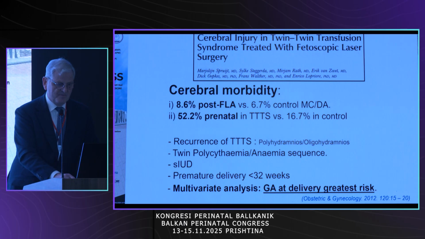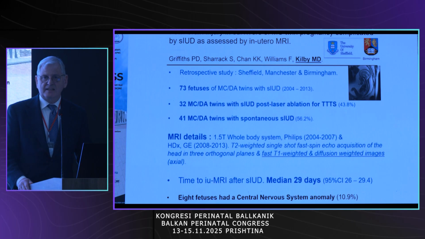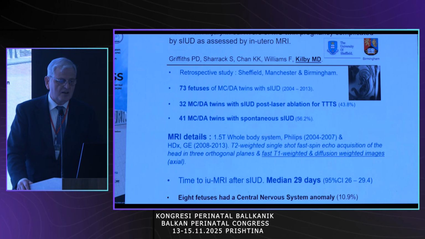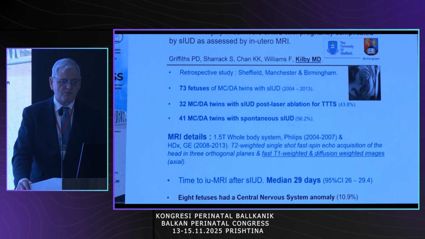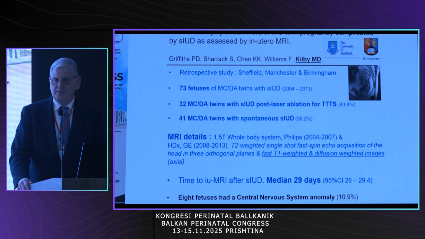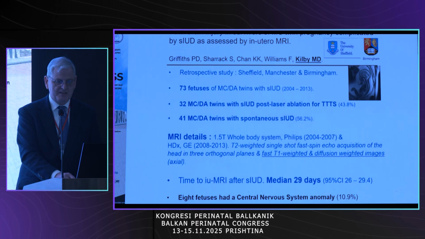greatest risk. We looked in a retrospective study at the use of MRI in identifying cerebral morbidity in babies treated for twin-to-twin transfusion syndrome, in a cohort of about 73 fetuses, half of whom had had a single intrauterine demise, using a high-resolution, high-speed MRI to investigate the fetus on average a month after the treatment or single twin demise. And overall, we found cerebral morbidity on MRI present in nearly 10% of babies.